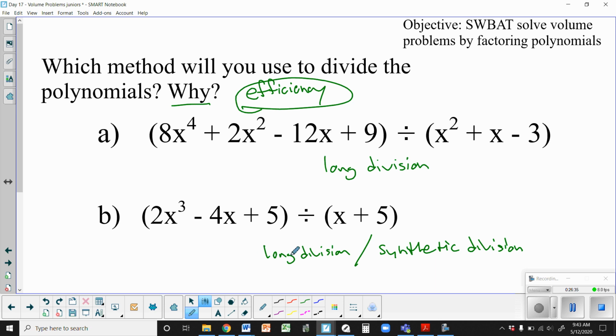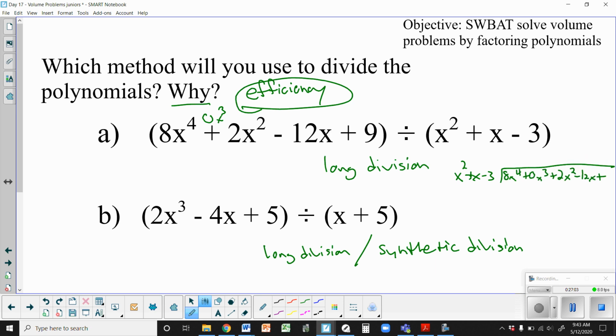So when we're looking at the setups of these, this first one, remember it's going to be x squared plus x minus 3. And for this part, notice that we don't have an x cubed, so we have to add in a 0x cubed. So we really have to write 8x to the 4th plus 0x cubed plus 2x squared minus 12x plus 9.